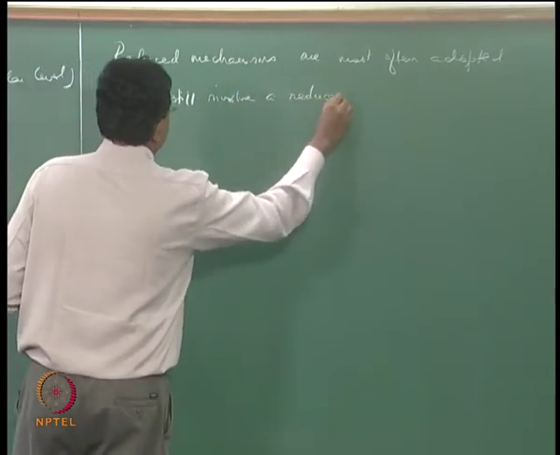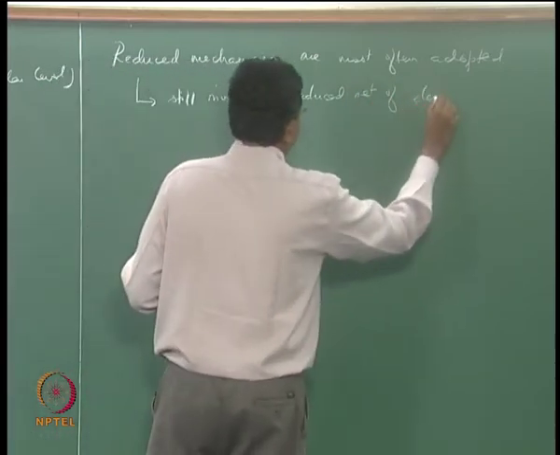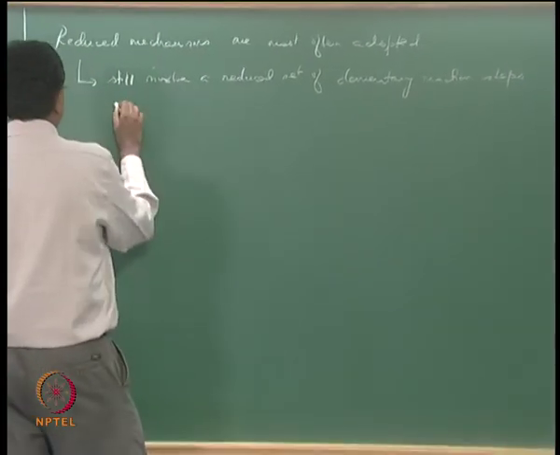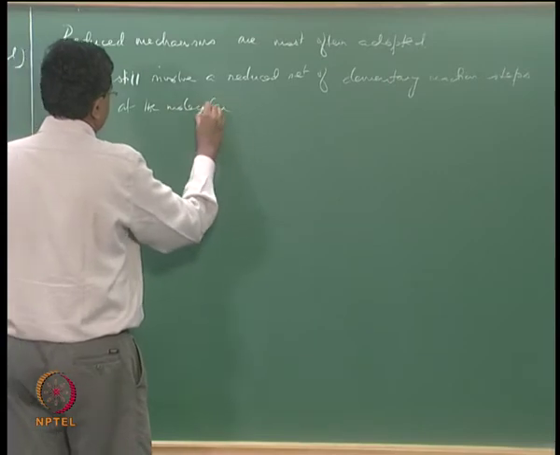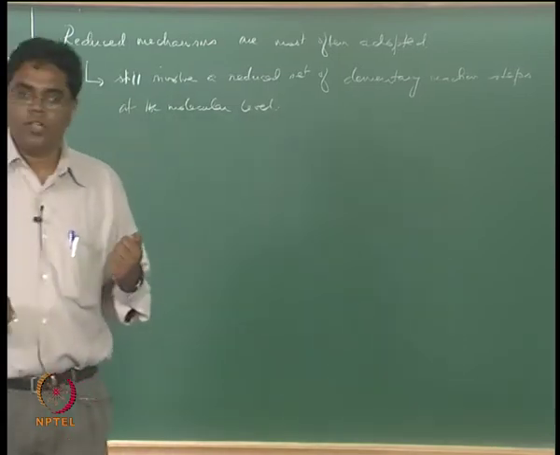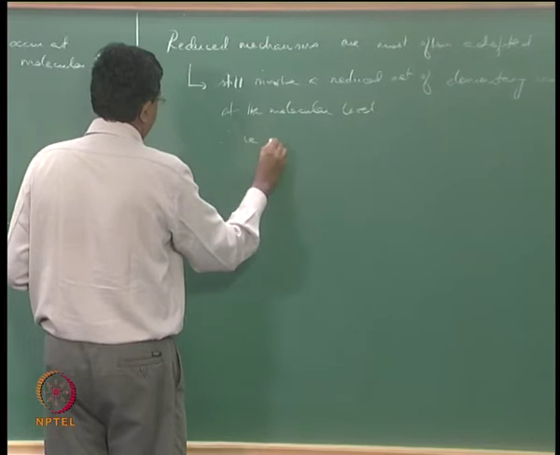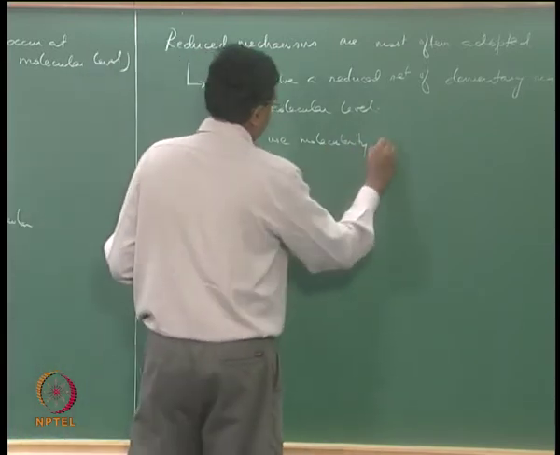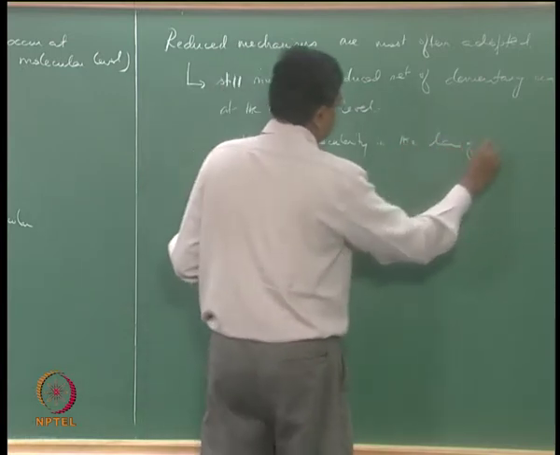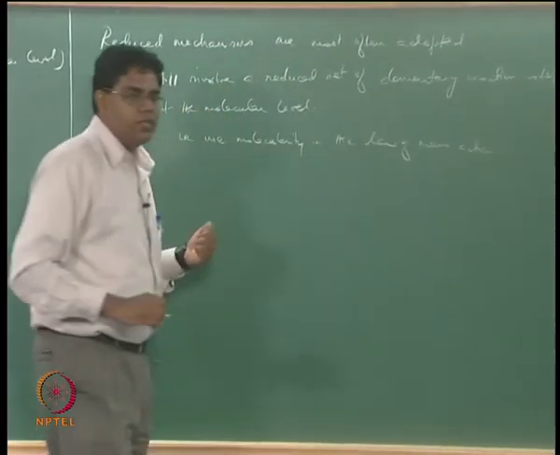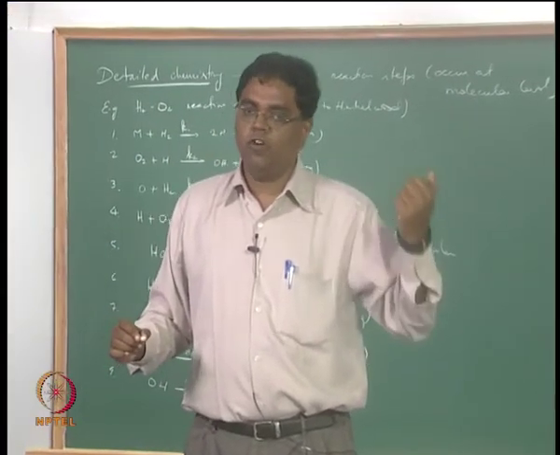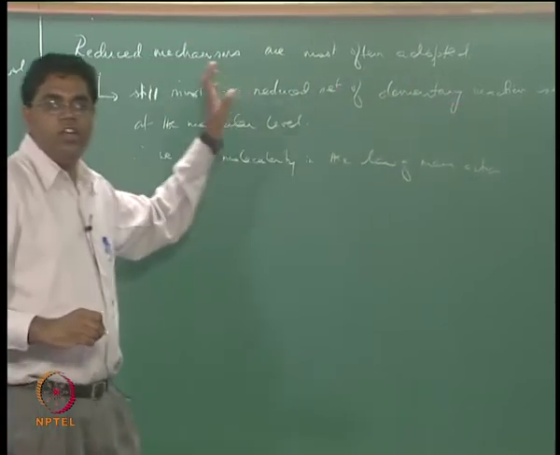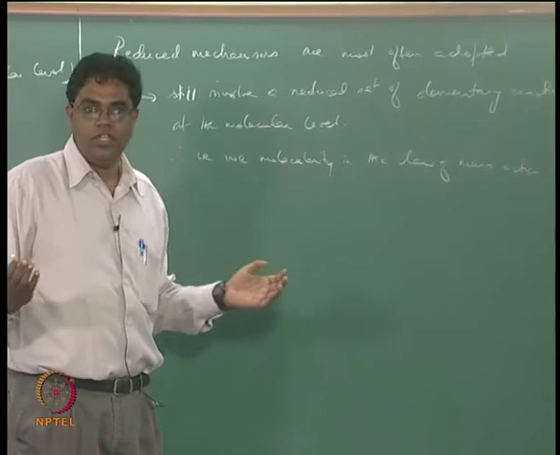The difference between reduced mechanisms and global reactions is that reduced mechanisms still involve a reduced set of elementary reaction steps at the molecular level. Therefore we use molecularity in the law of mass action. That is, we don't use orders for the reactants; we can go ahead and use molecularity for writing out the reaction rates for each of those elementary reaction steps in a reduced set, so that there is no ambiguity about what we need to do.